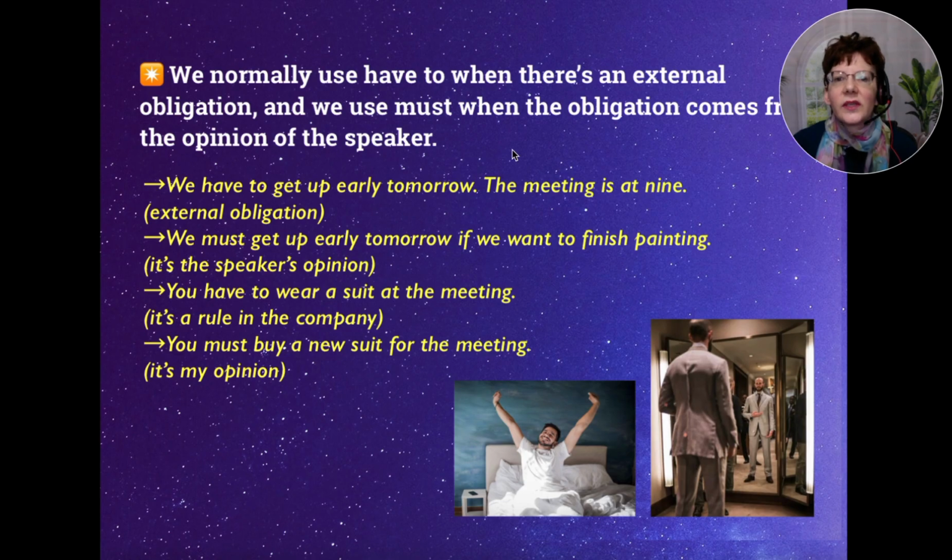Okay, so we normally use have to when there's an external obligation, and we use must when the obligation comes from the opinion of the speaker. So, a few examples here. We have to get up early tomorrow. The meeting is at 9. So this obligation, it's not something we made. It's because they made the meeting here early at 9.